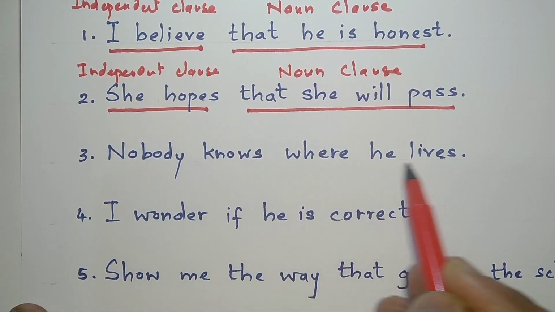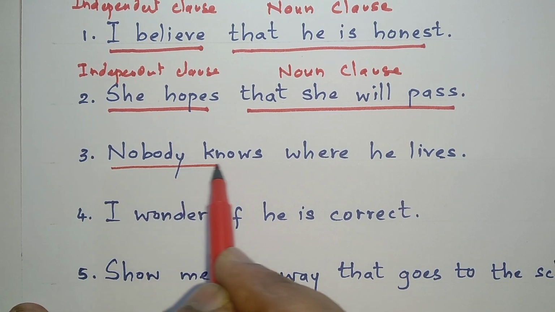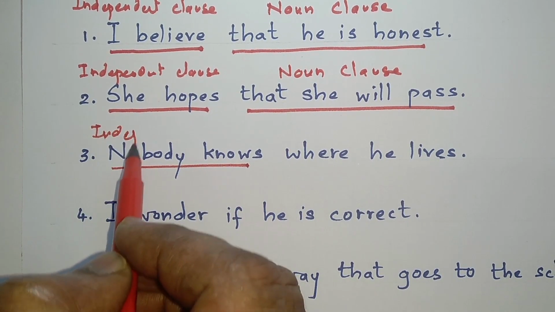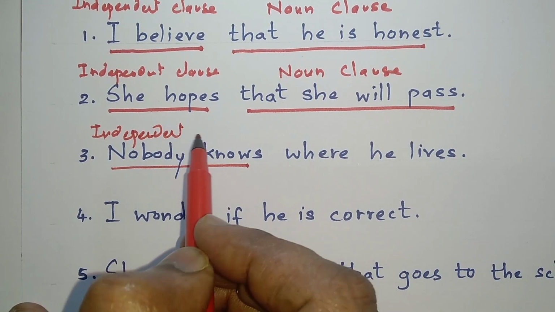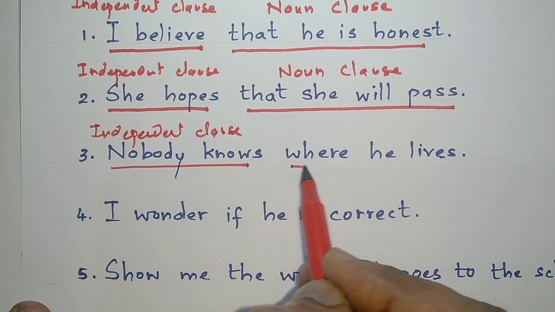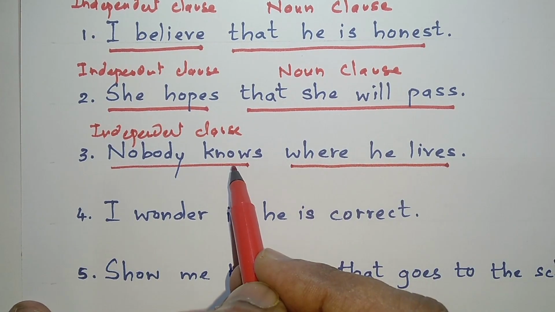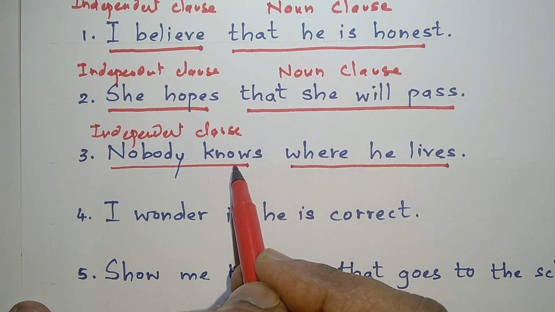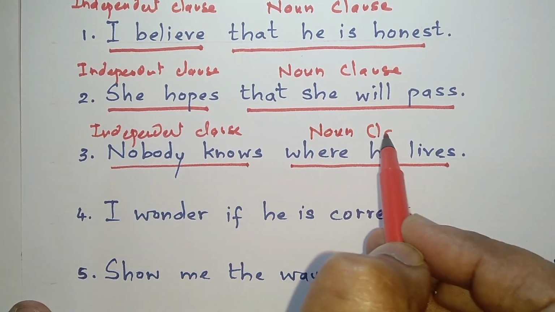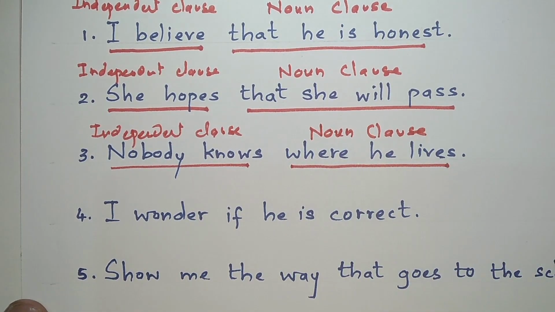Nobody knows where he lives. Nobody knows is a clause which makes complete sense on its own. So therefore, it is an independent clause. Knows what? Where he lives. Yes, when you ask the question what to the verb in the independent clause, your dependent clause is the answer. So the dependent clause is a noun clause.